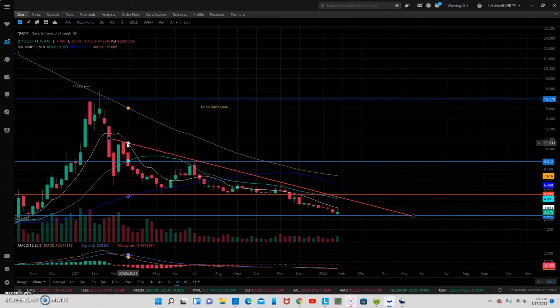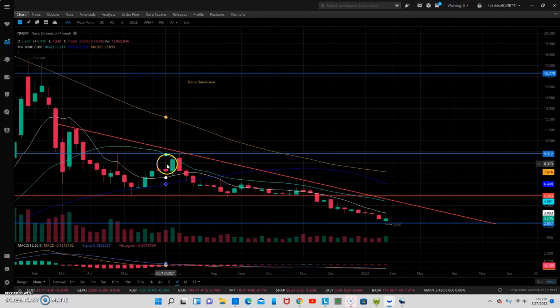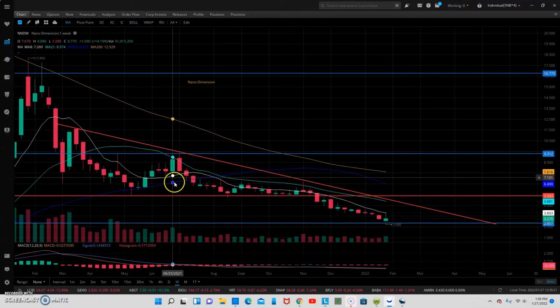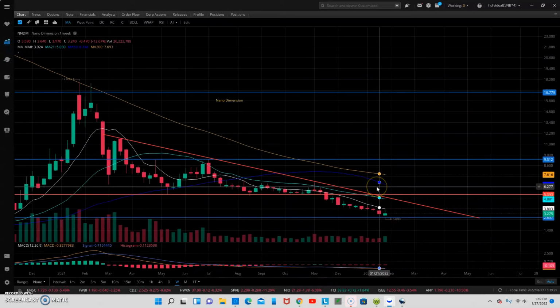The 21-period moving average and the 8-period moving average are going to act together. They're about the same, not that far apart. So those are acting as resistance. Look at how the candles trade up to those every week, and then they get rejected off of those whenever they trade up to them.